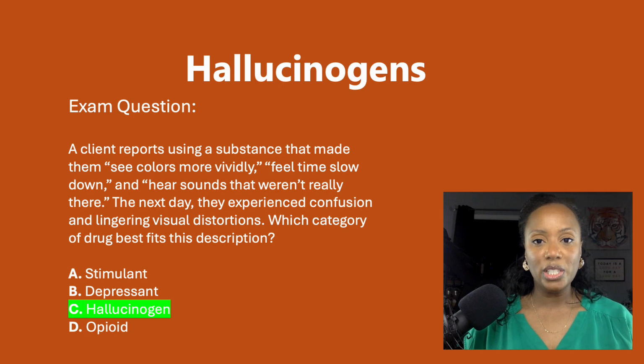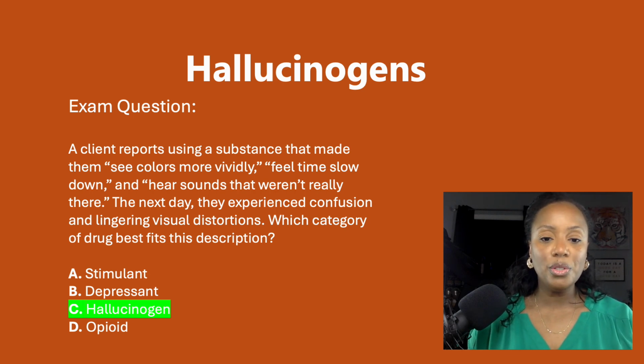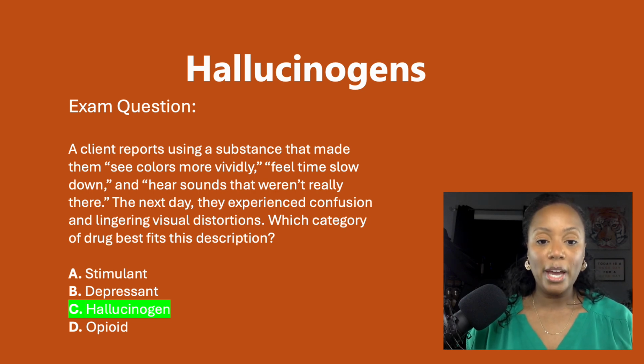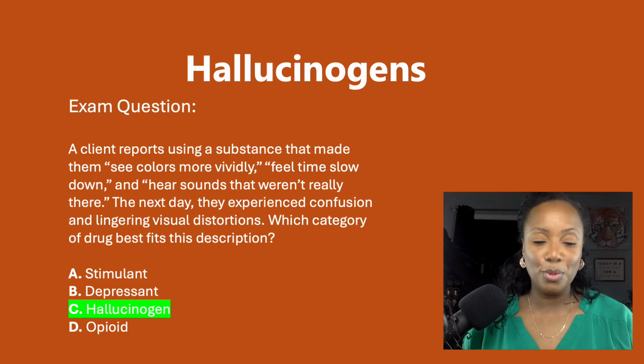When taking your addiction exam, you may see a similar question as this. A client reports using a substance that made them see colors more vividly, feel time slow down, and hear sounds that weren't really there. The next day, they experience confusion and lingering visual distortions. Which drug category best fits this description? It will be C, hallucinogen.